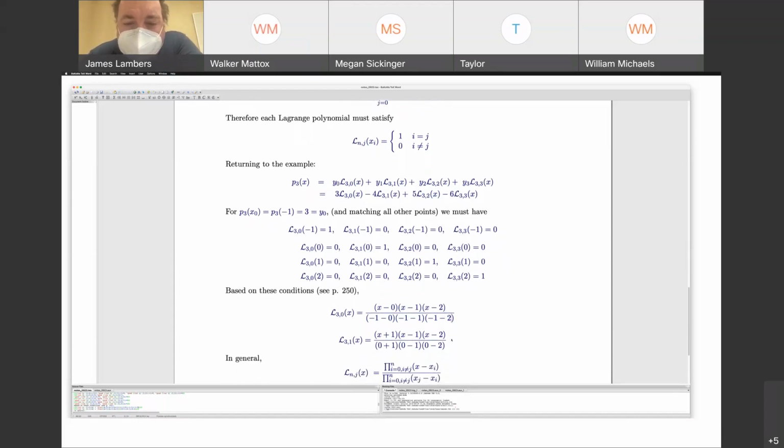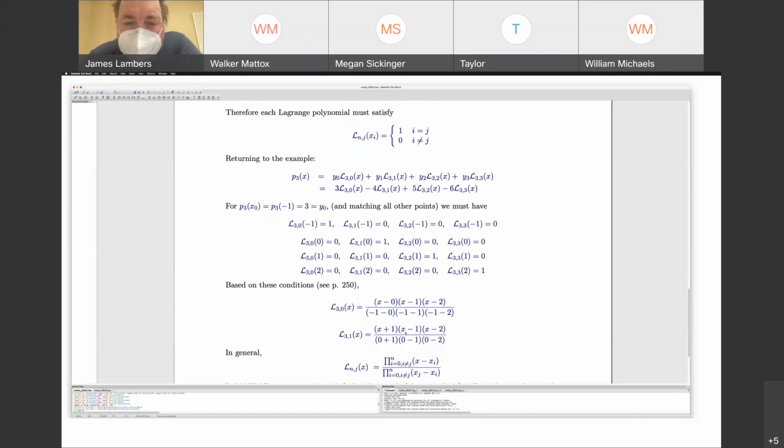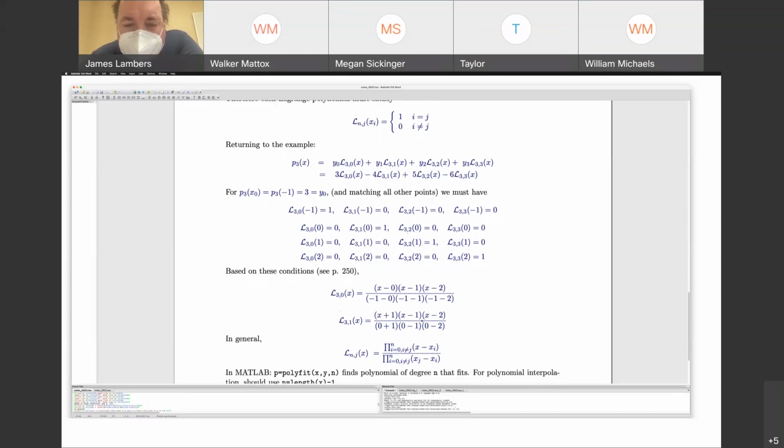And the same thing, if I move to the second polynomial, L31, the roots should be minus 1, 1, and 2, so that it takes this factorization, x minus minus 1, x minus 1, x minus 2. And then to ensure that when I plug in 0, I get 1, I plug in 0 up here and divide by it. So you can see the pattern in how these Lagrange polynomials are to be constructed.